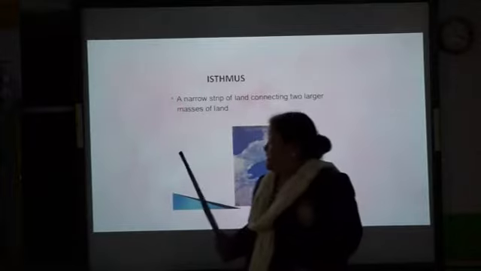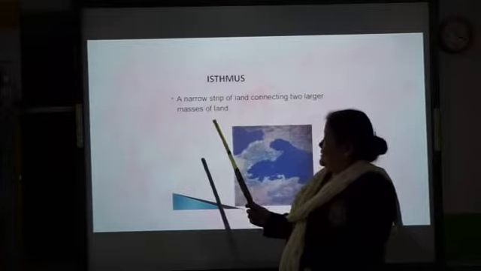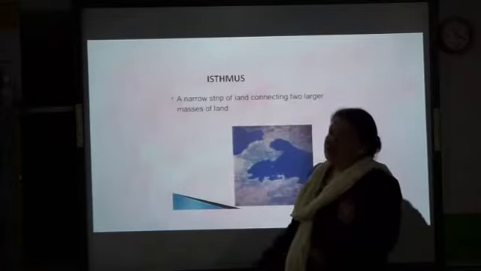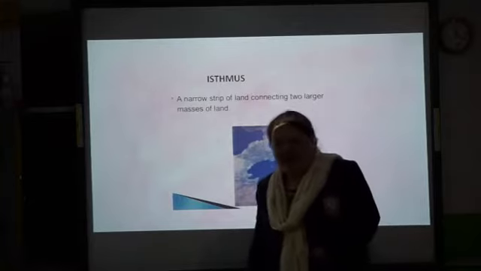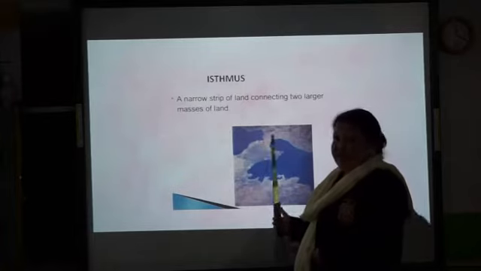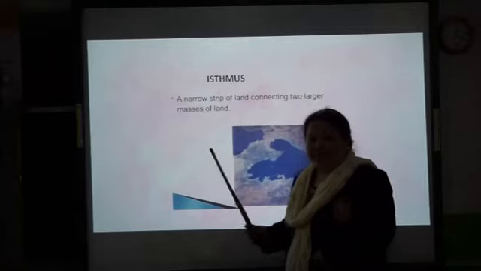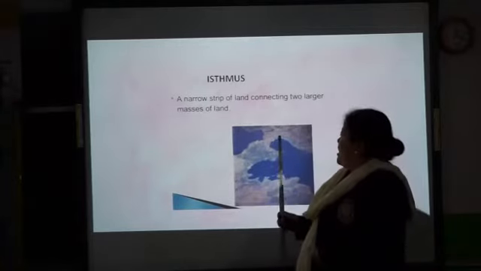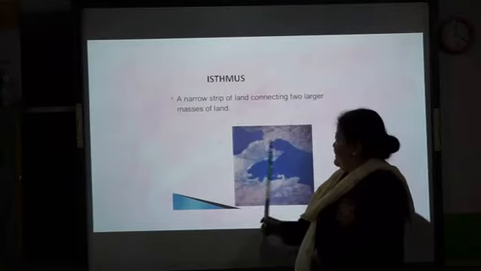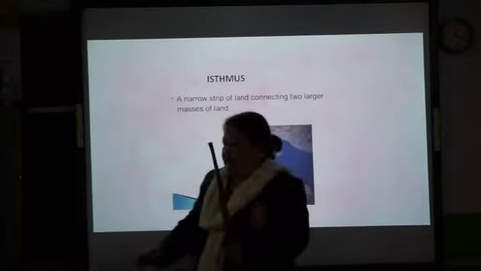Now the next one is the isthmus. So what is an isthmus? A narrow strip of land connecting two large masses of land. So an isthmus is a narrow stretch of land. What does this narrow stretch of land do? It joins two large land masses but separates the water bodies. So this is an isthmus.